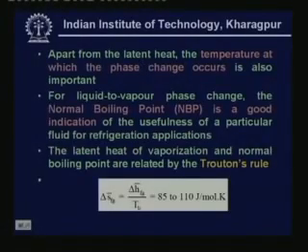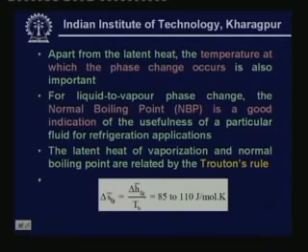For example, water has a normal boiling point of 100 degrees centigrade. That means at 1 atmosphere its temperature is 100 degrees centigrade, which is way beyond the surrounding temperatures. So if you want to use water as a refrigerant, then you have to reduce the pressure. That means if a refrigerant system uses water, then it will be operating at pressures very much below atmospheric pressure. So this is how the normal boiling point will tell you about the operating pressures.